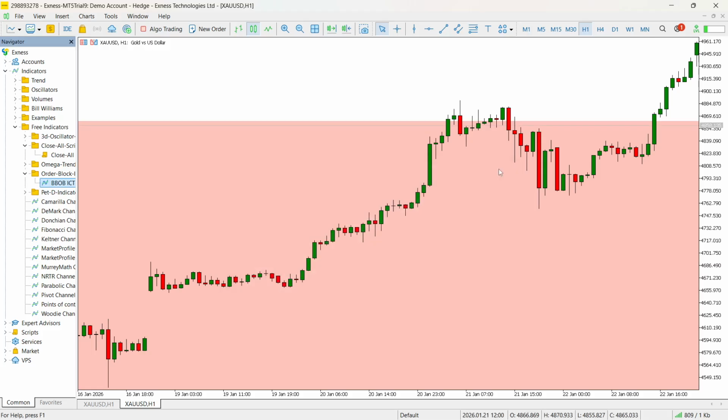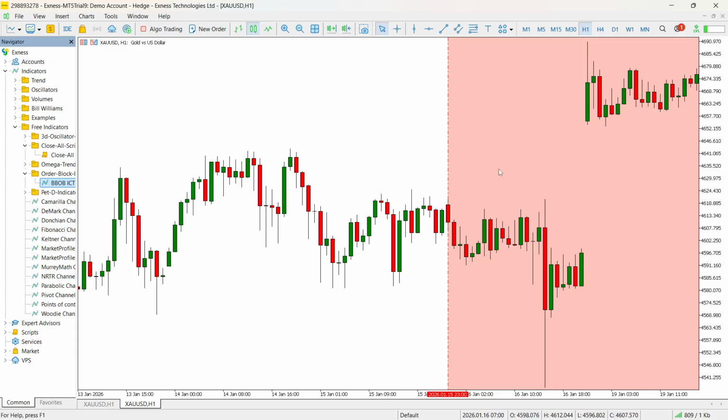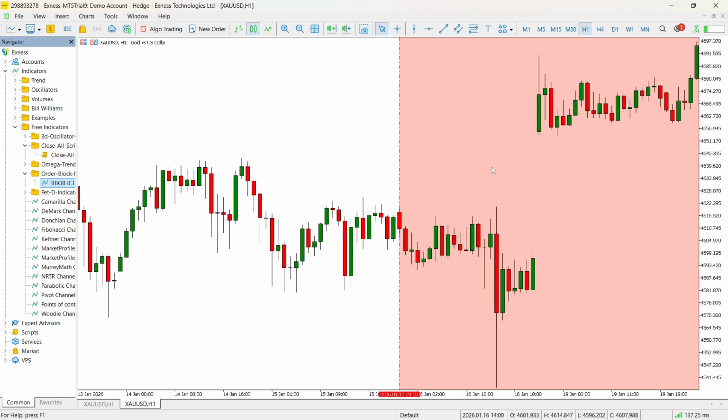So who is the indicator for? This indicator is suited to traders who use price action, smart money concepts, supply and demand, or institutional order flow style analysis and want a visual aid for spotting key zones. It is a visual and analytical tool only.